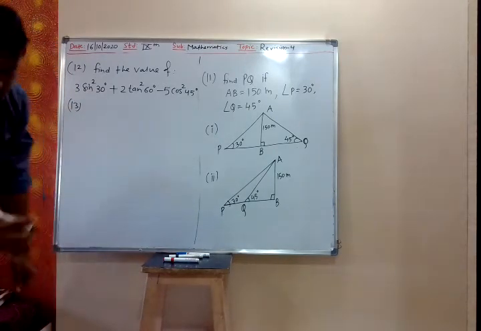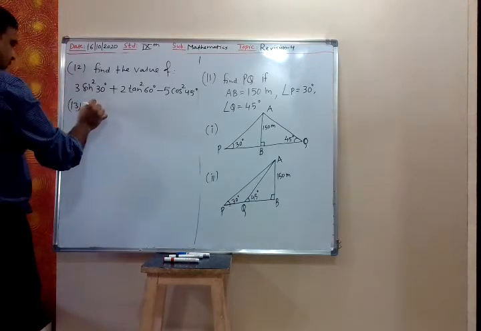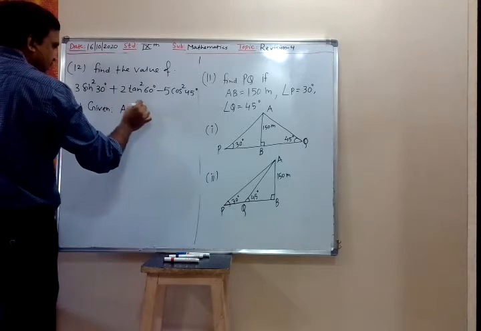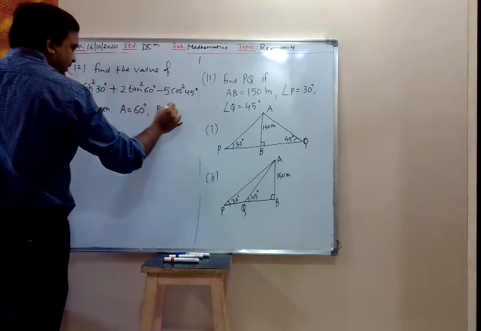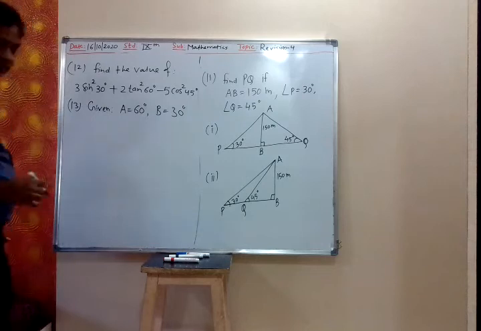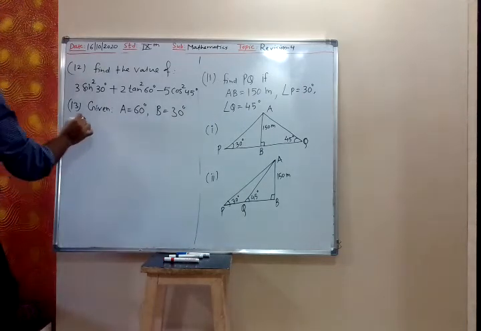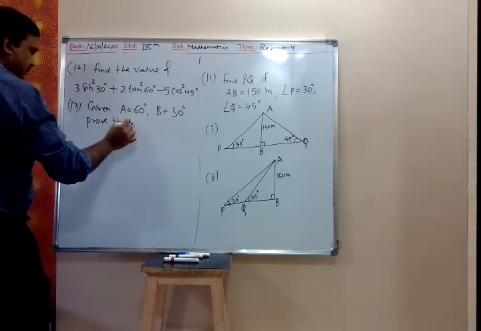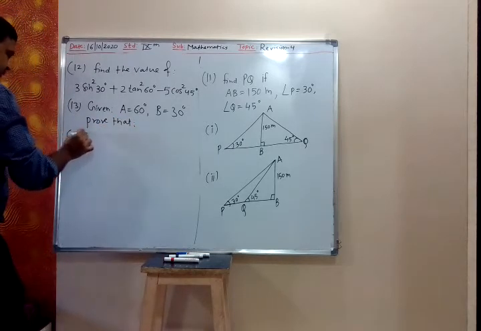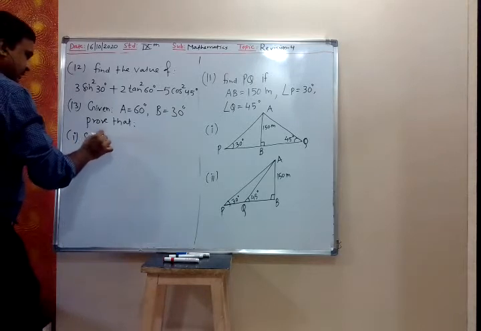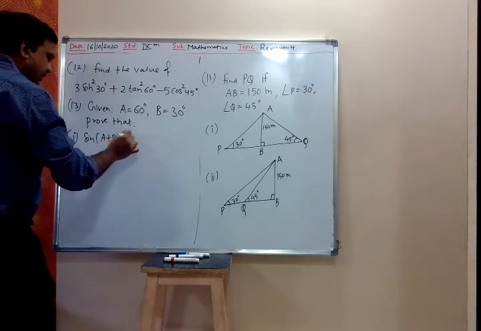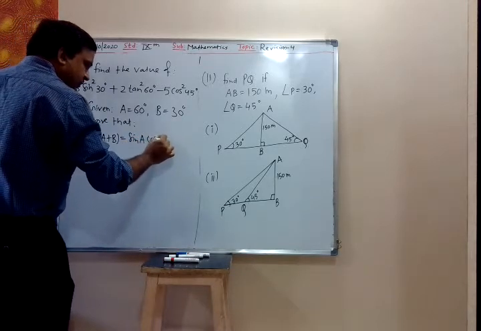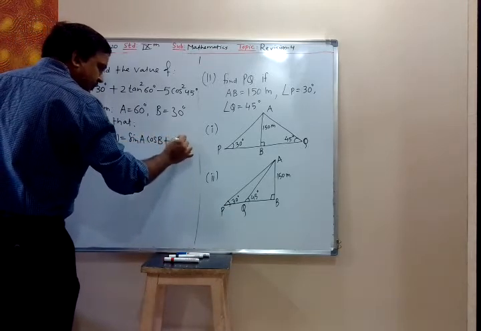Then 13th, given A is 60 degree and B is 30 degree. Prove that first, sin(A plus B) is equal to sin A cos B plus cos A sin B.